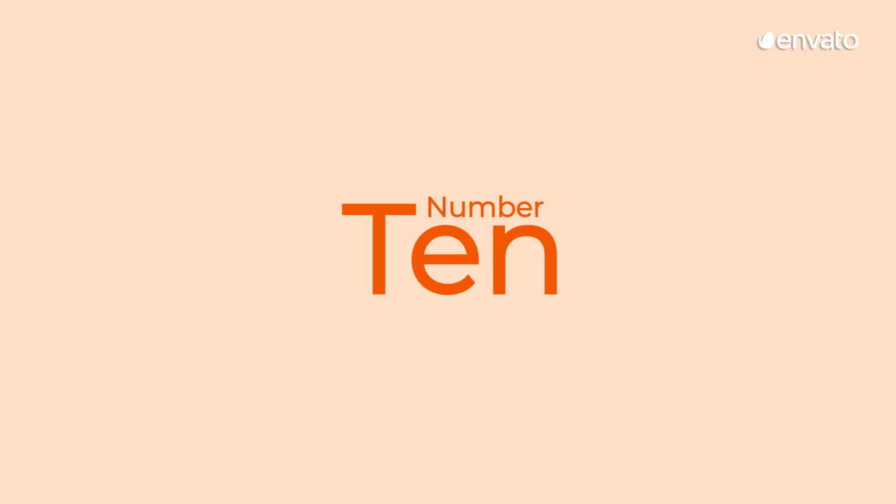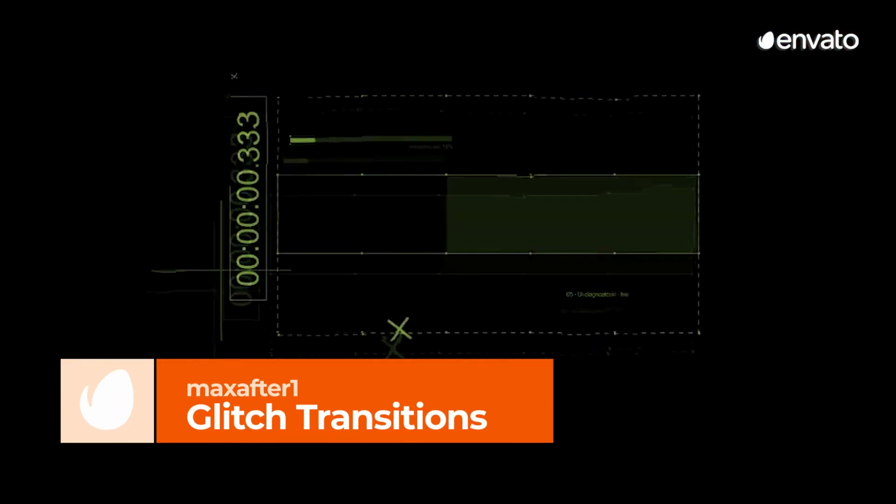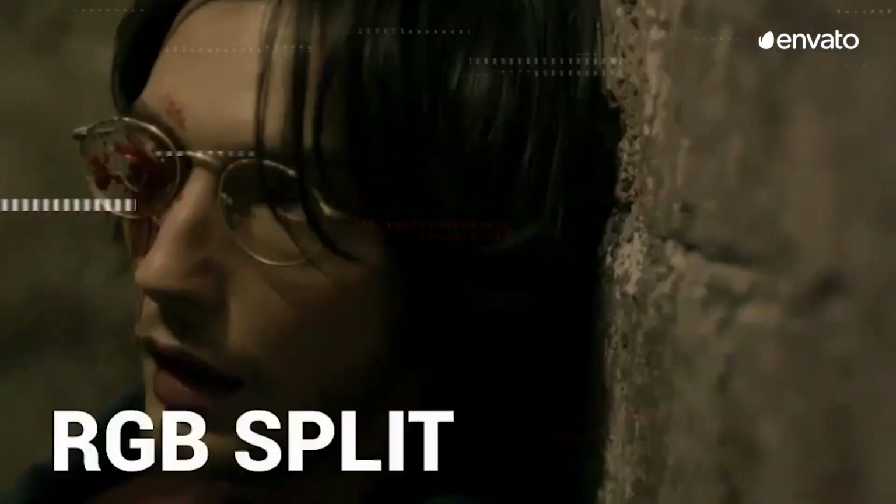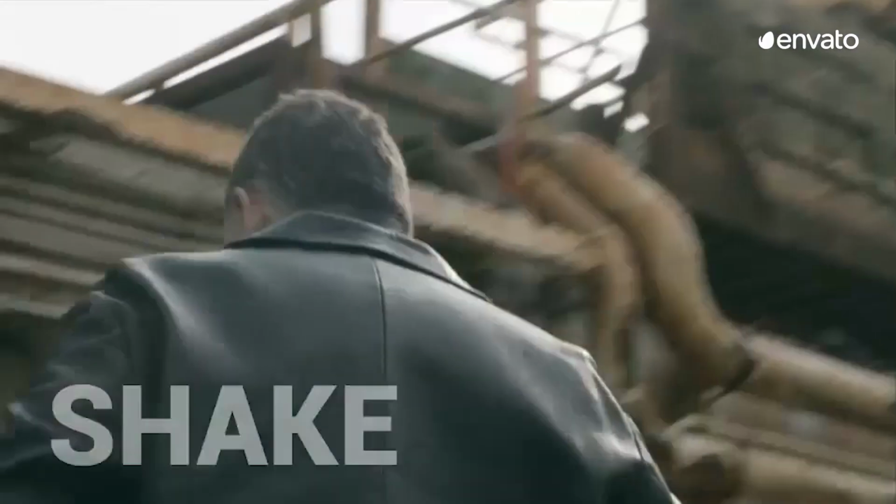Number 10. Glitch Transitions by MaxAfter1. Kicking off our countdown is a glitch effect that's easy to download and add to your chosen media. If you're trying to replicate the effect of a bad signal on a television, this template is perfectly suited with both black and white and colorized glitches throughout.